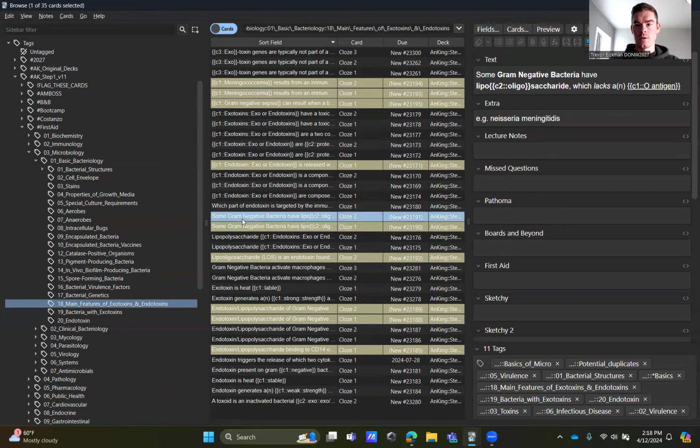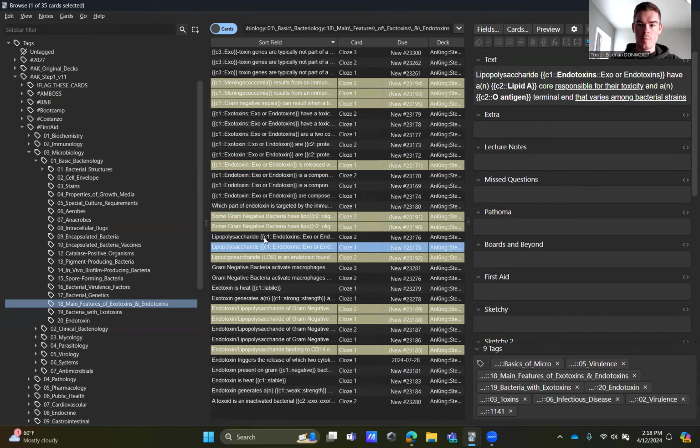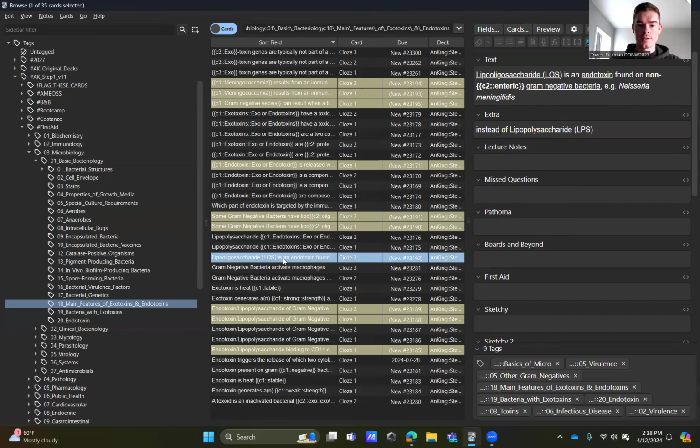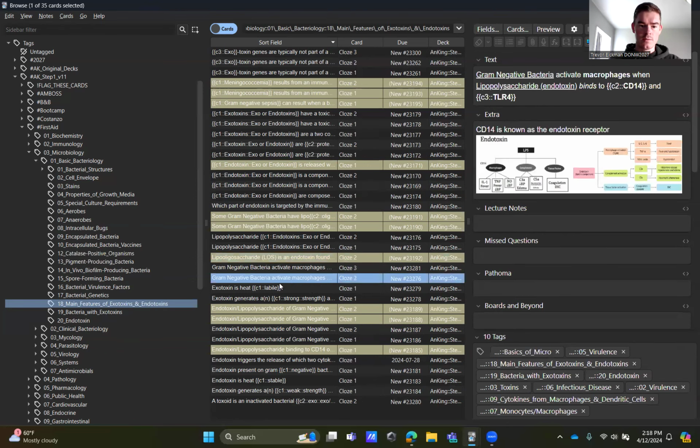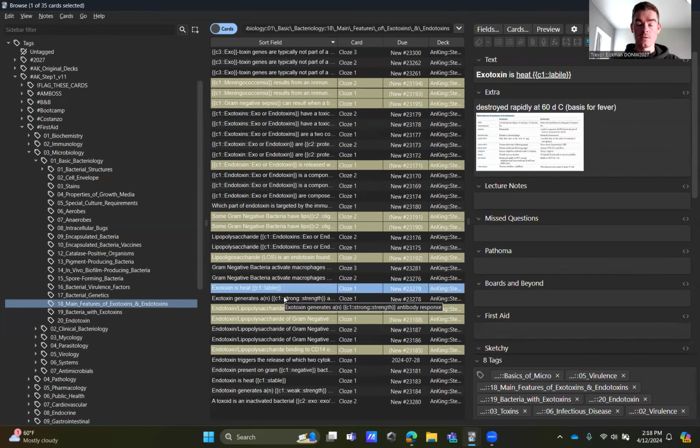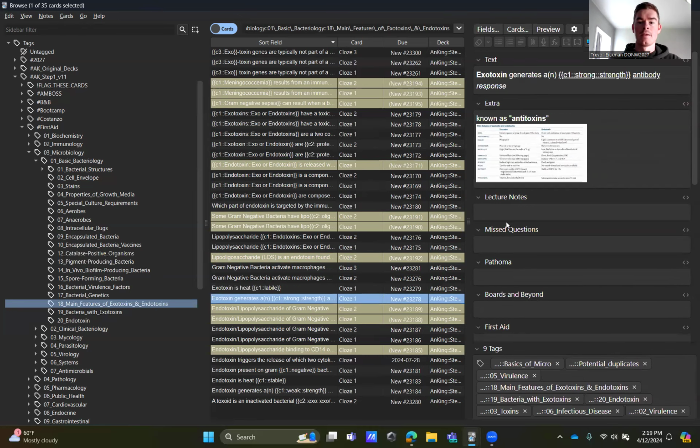And then these 2 here, we saw these earlier, so we don't need to activate these, but the lipopolysaccharide ones you're going to skip over this one here. It's an awfully specific card about Neisseria meningitis. But you want these 2 following gram-negative cards. The endotoxin or exotoxin is heat labile. And then this one here that elicits a strong antibody response.